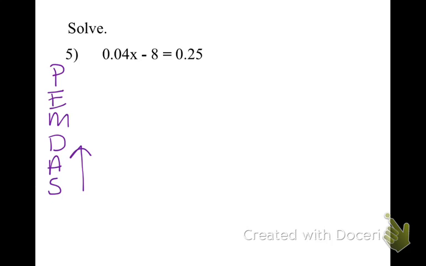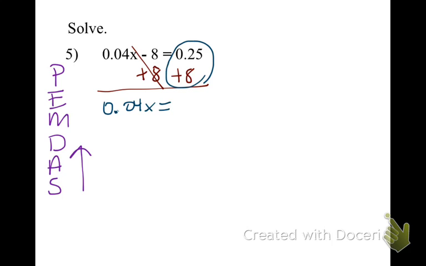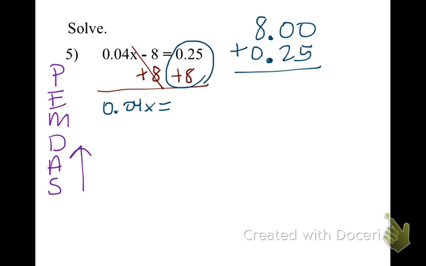So take a look. I am subtracting 8. So how do I undo subtraction? By adding 8 on both sides. So my 8's are going to cancel out. My 0.04x is not going to change. Now, I have to add 8 and 0.25. How am I going to do this? Remember, 8 I can make into a decimal by putting a decimal point behind it and 2 zeros. Adding decimals, we need to line up the decimal points, and if I add them together, I get 8.25.